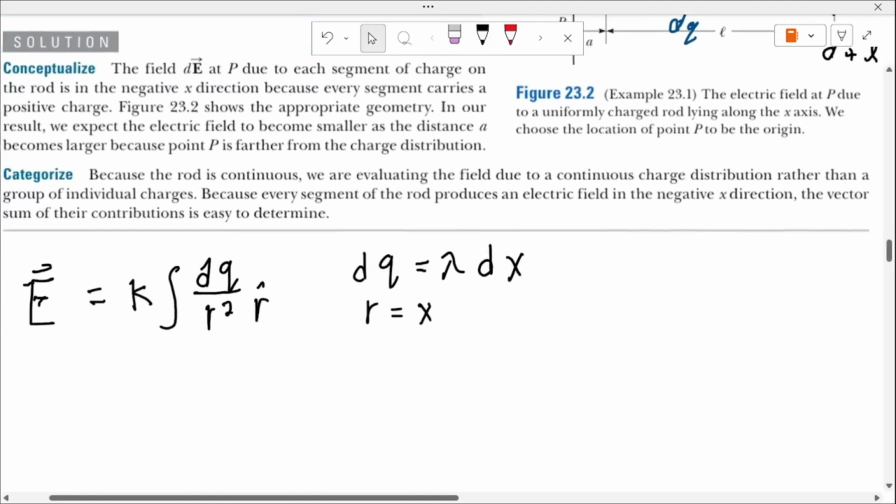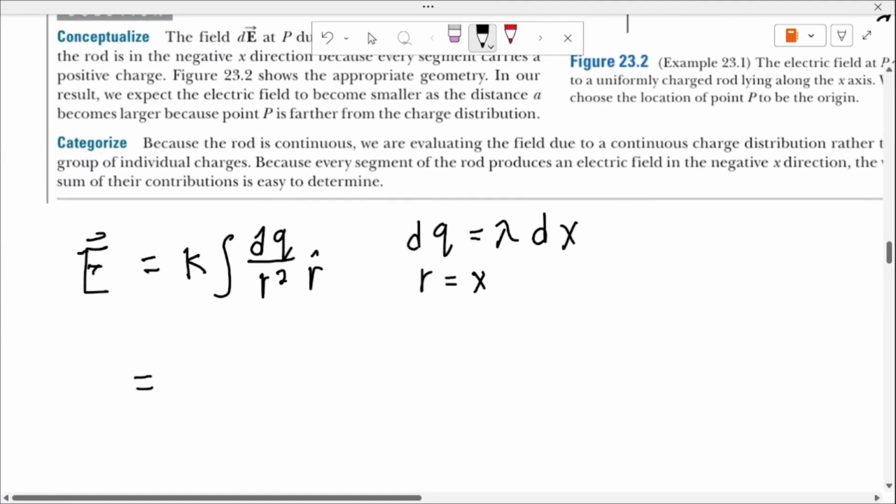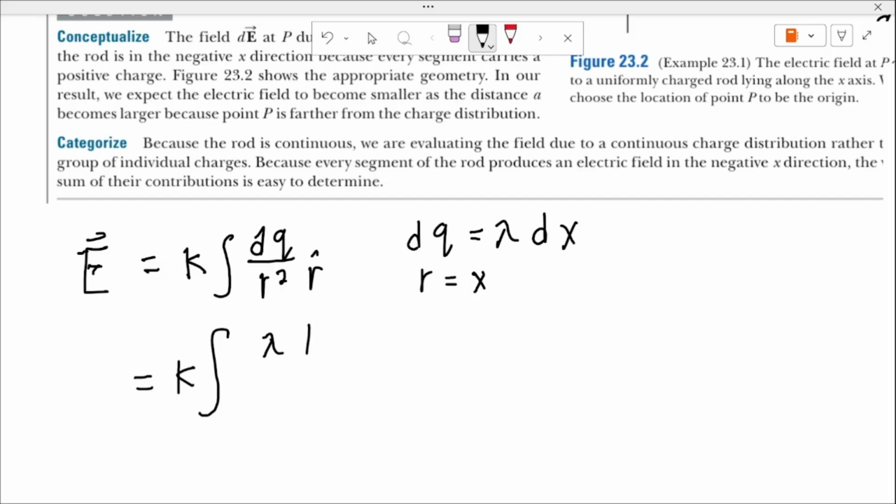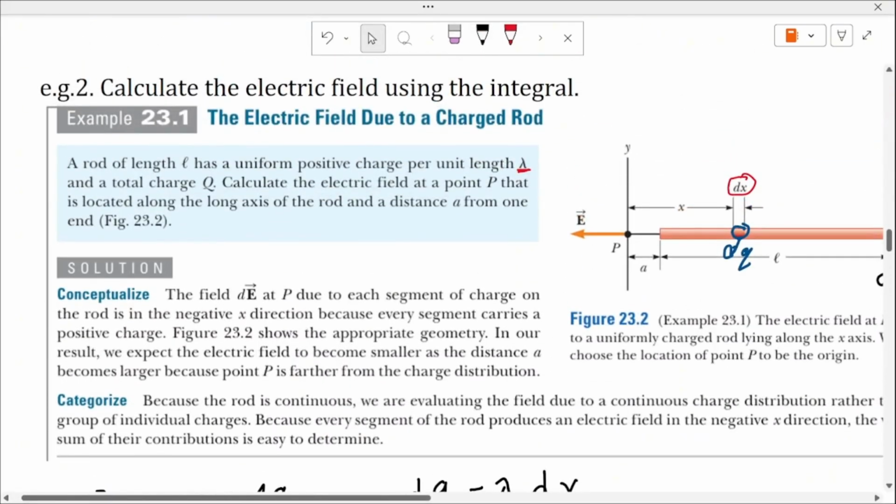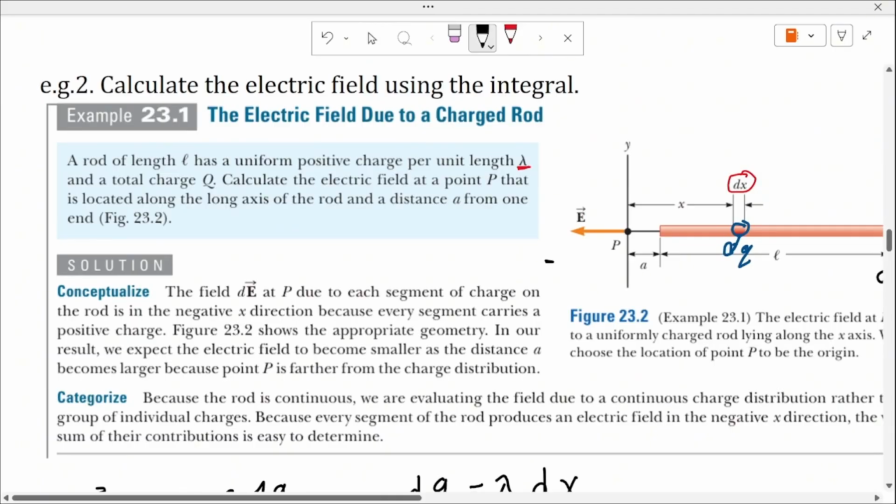So now we have our integral. We have k times the integral of lambda dx over x squared from a to a plus L, where L is the length of the rod. And this is going to give us the magnitude of the electric field. And we know the direction is just in the negative x direction, which can be written as i hat or x hat. They both mean negative x direction.